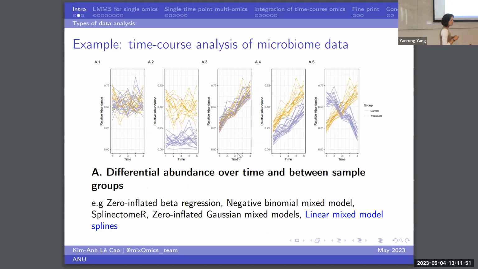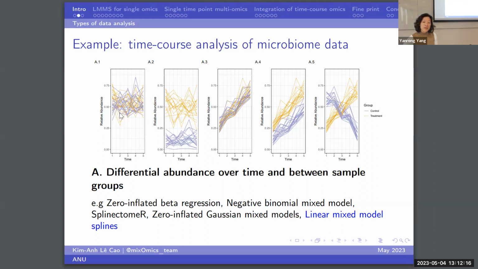And I'm going to talk about those experiments that are measured across different time points. So this is an example here where we have the abundance of, each line is the abundance of a given bacteria across different individuals. So you can see here we have different groups of individuals. Usually you have a control and a treatment group.